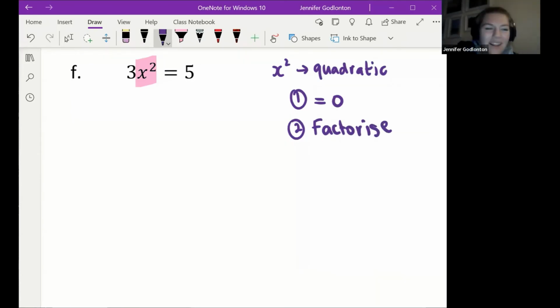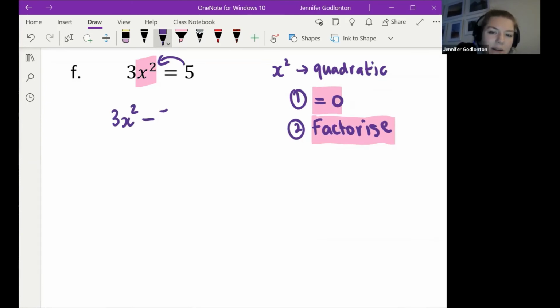Okay, so when we see an x squared or a y squared or an a squared or a z squared, it doesn't matter. We're going to get 2 answers. And our brain needs to think we need to make everything equal to 0 as our step 1. And our step 2 is we're going to need to factorize. So step 1, we're going to make everything equal to 0, which means I'm going to move that 5 over. So I've got 3x squared minus 5 is equal to 0.